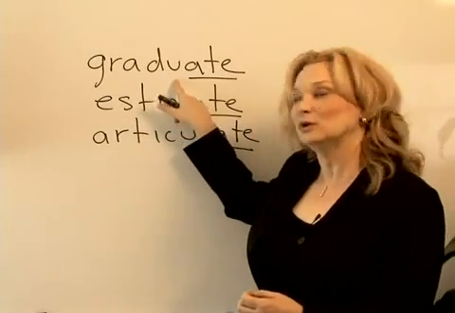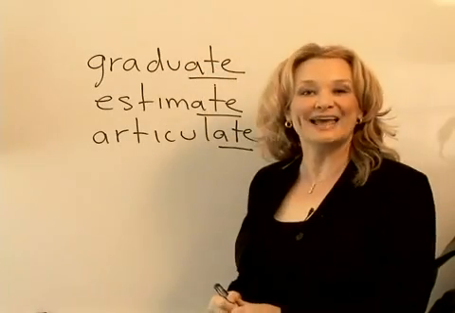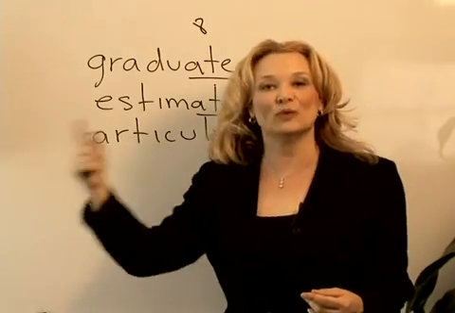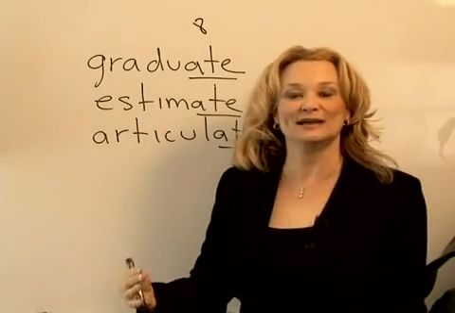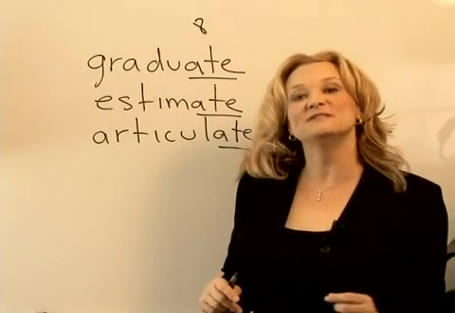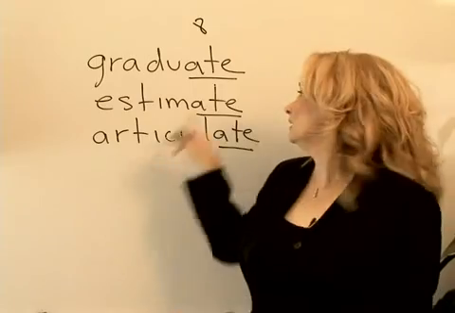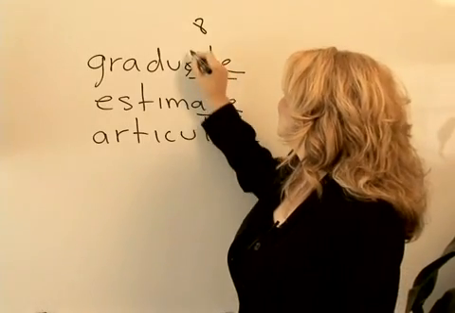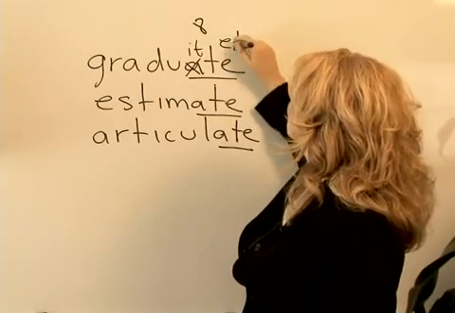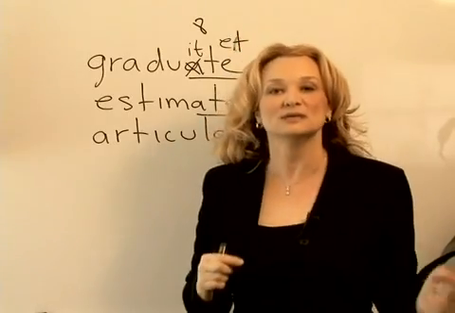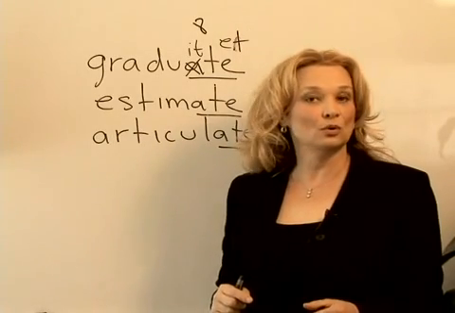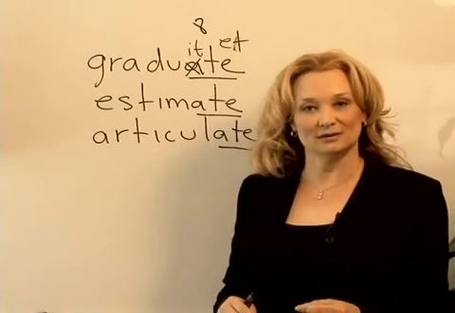If it's a verb, we fully pronounce ate, and it kind of sounds like the number 8. Graduate. I would like to graduate from college. I will graduate soon. However, if it's an adjective or a noun, then this is reduced and it kind of sounds like it or et. For example, graduate. He is a college graduate. Or I'm going to graduate school.